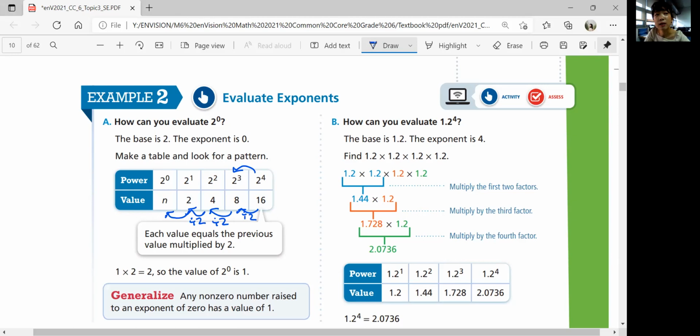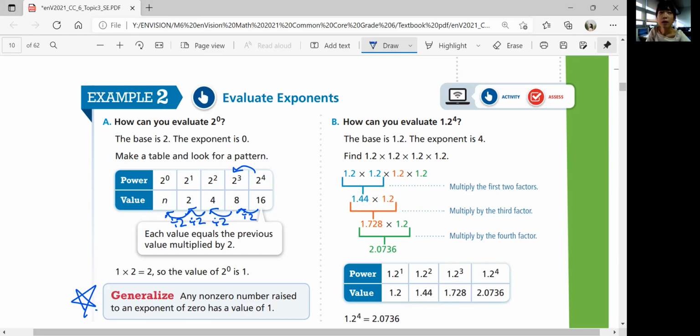You're going to divide by 2 to go backwards into power. So 2 divided by 2 is 1. Any number to the 0th power is 1 because any number multiplied once is itself, and itself divided by itself is going backwards into power, which means the number divided by the number is always going to be 1. Any non-zero number raised to an exponent 0 has a value of 1.